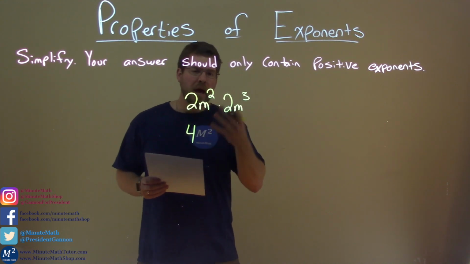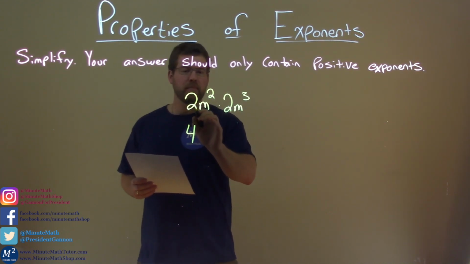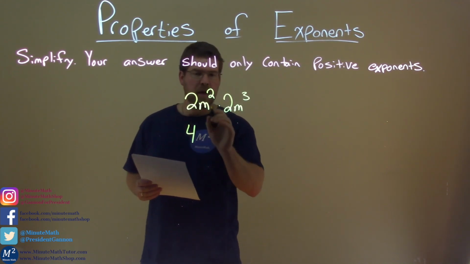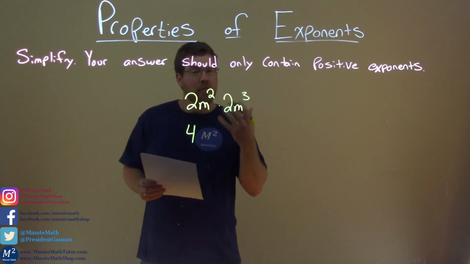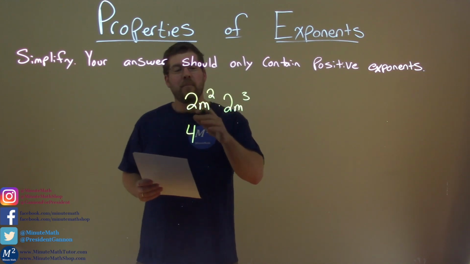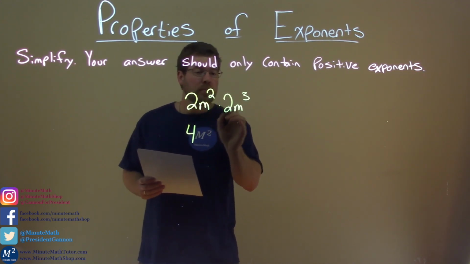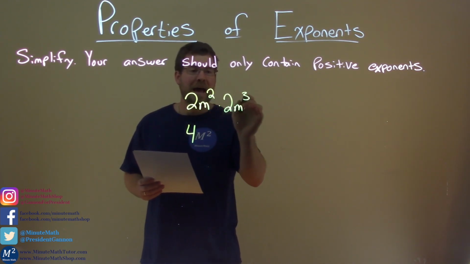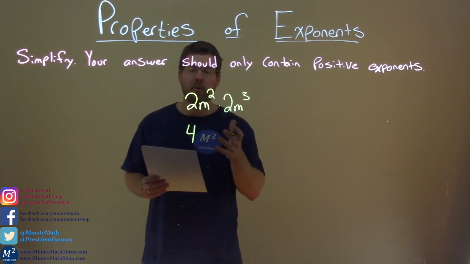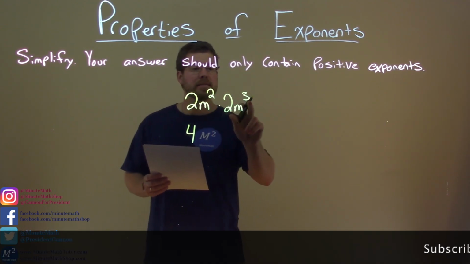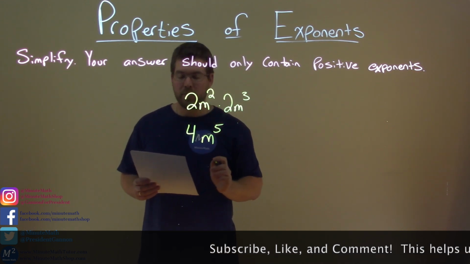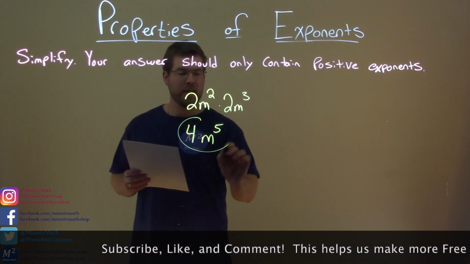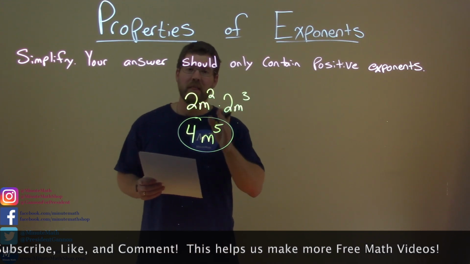Well, now we have the m's, right? So we got the 2's done, we have the m's. We have m squared times m to the third. If we remember our rules of exponents, if it's being multiplied with the same base, we add the exponents. So in this case, 2 plus 3 is 5. So we have m to the fifth power, and that is our final answer, 4m to the fifth power.